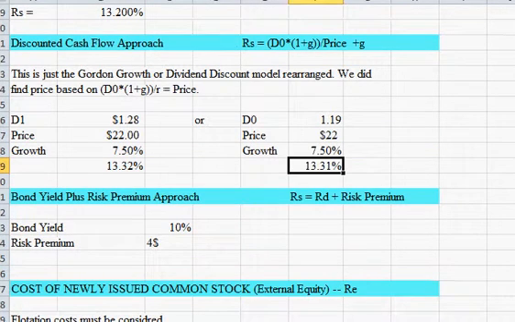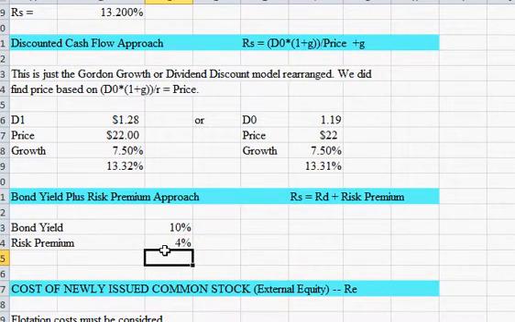The final method is the easiest one. You determine a premium over the amount of what the bonds are, and you simply add it. So if your bond are yielding 10%, then you add the risk premium to it. So in this case we get 14%. Generally this bond risk premium ranges from 3 to 5%.